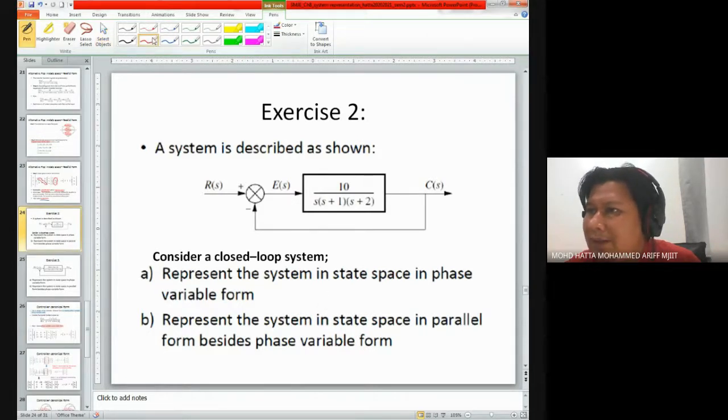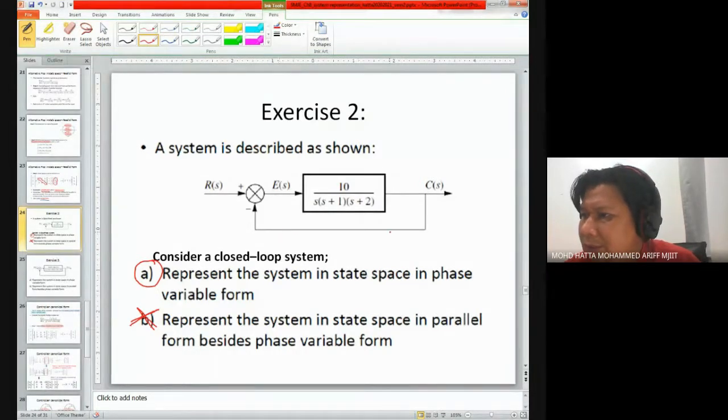In this second exercise, you don't need to answer this part. Only answer part A. Okay, remember? Only answer part A. No need to answer this part because it's not being covered in our course.